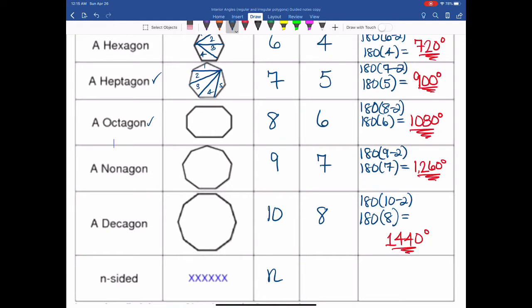Okay, so then when we get to this one right here, which is n, if it's n-sided, there's no actual number here as to what the number of sides are. So we're just going to put n, and then the number of triangles is always going to be the number of sides minus 2, and then the formula is always going to be 180 times the number of sides minus 2. That'll be the measure of the sum of all the angles of any polygon.